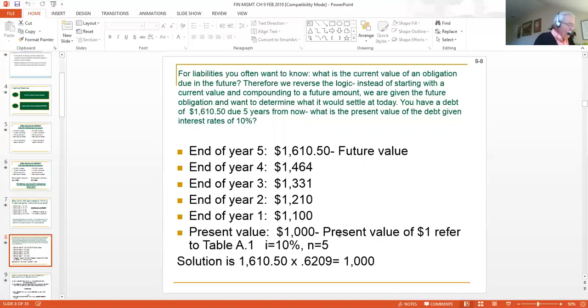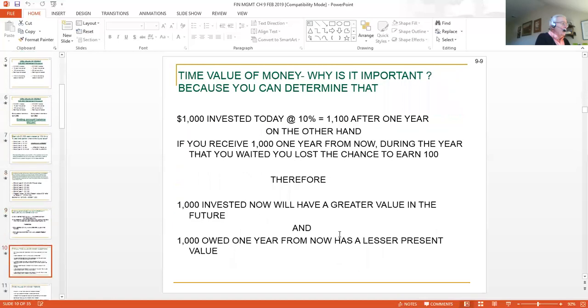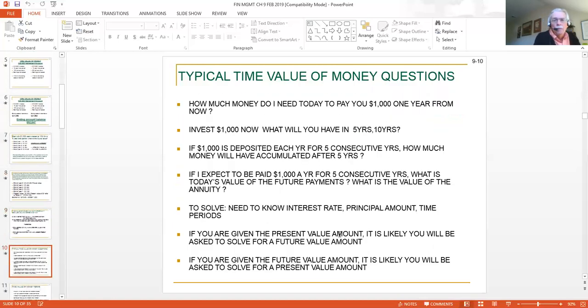So let's see, this is slide number 8. I want to move to slide number 10. What are some time value of money questions? Well, you can ask, how much money do I need today to pay you $1,000 1 year from now? We can use time value of money to solve that problem. If I invest $1,000 now, what will I have in 5 years or in 10 years? If $1,000 is deposited each year for 5 consecutive years, how much money will we have accumulated after 5 years?